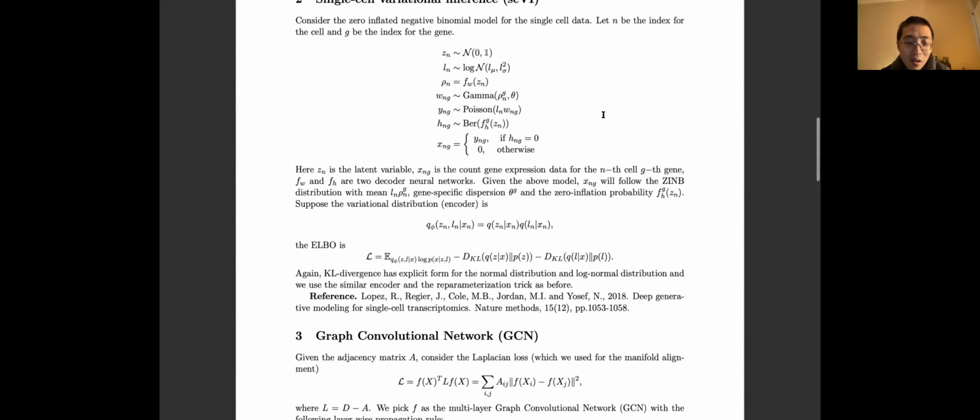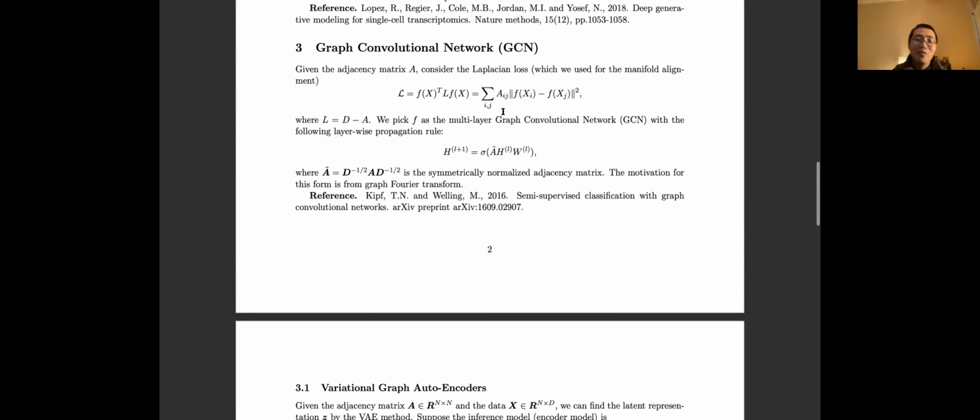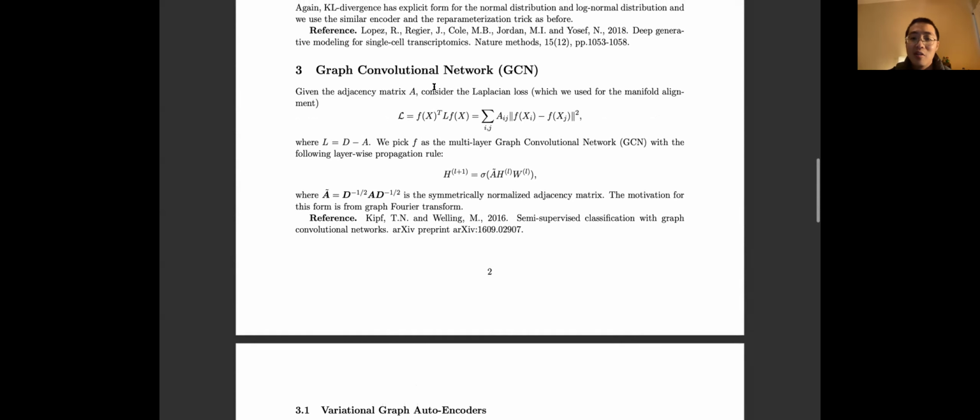Next is the graph convolutional network. For this part, it's just to introduce the form of the GCN, the graph convolutional network. Given some intuition, that is, when we do the manifold alignment, then we can use the Laplacian loss. Then the loss is equal to f(x) transpose L f(x), which can be written like this.